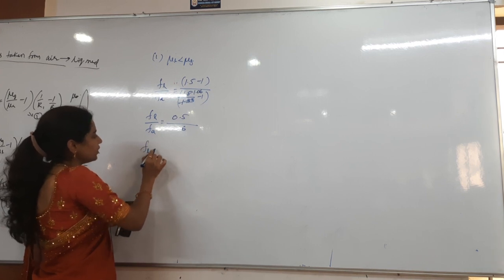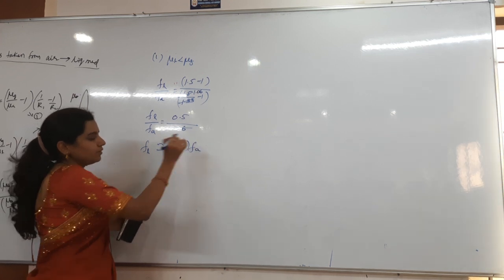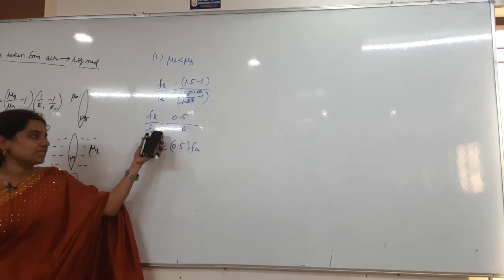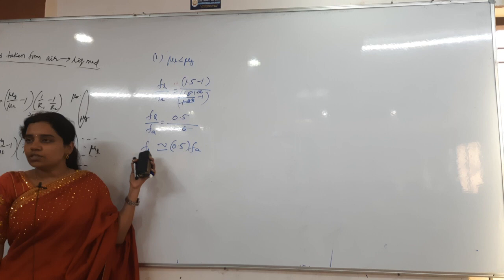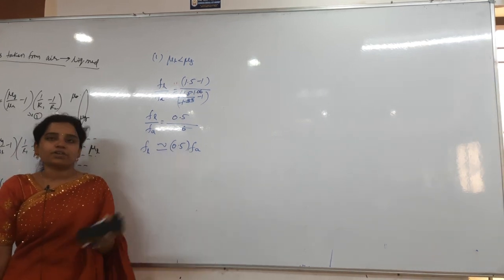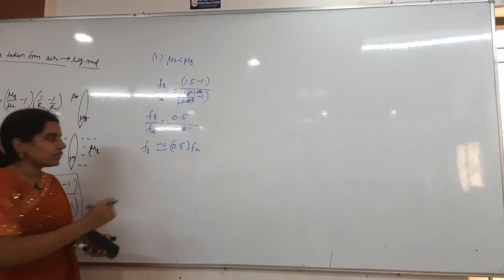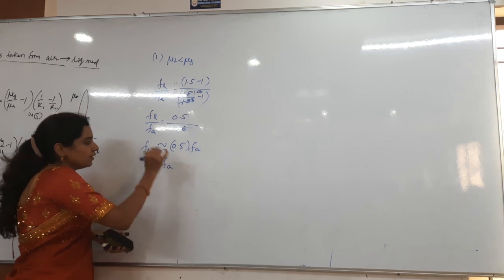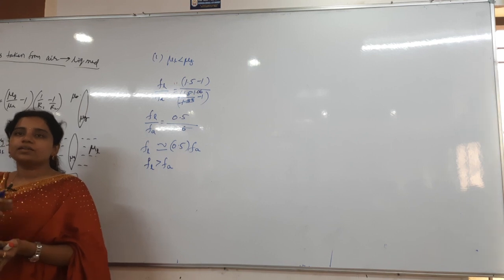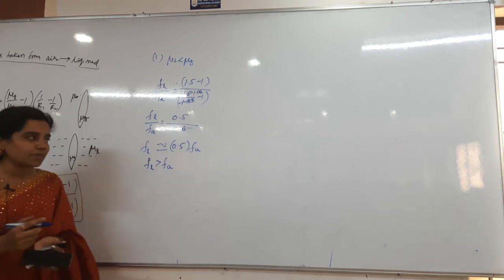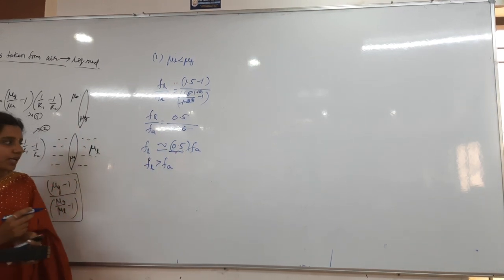Now I want to get the Fl only. Approximately, I will just ignore this one. Can I write this as 0.5 into Fa? In front of 0.5, I am just neglecting the 0.06. However, it is not negligible, but for the approximation calculation, I am doing this. So Fl is equal to what? I can write 0.5 times of Fa. Now which is bigger? Fl is bigger than Fa, right? So Fl is greater than Fa. Whenever you are taking the lens from the air to the liquid, the focal length is increasing, by approximately this many times, whenever you are taking it into the water.